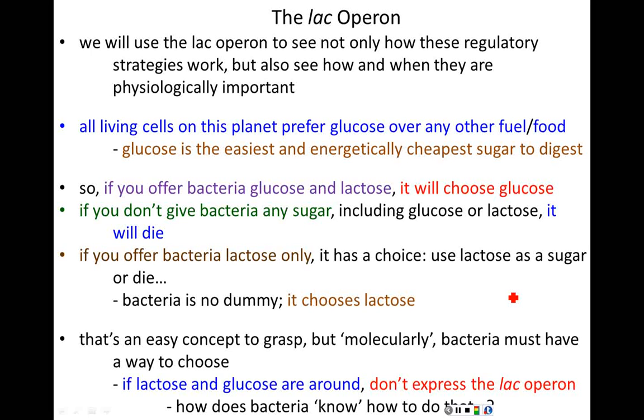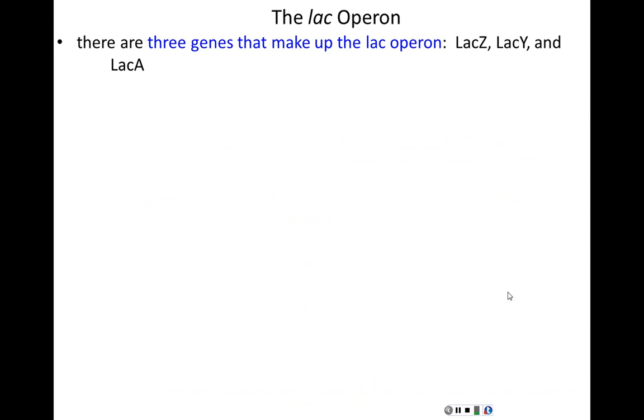The question for us becomes, how do bacteria do that? How do bacteria know to keep their lac operon off when glucose is around? And how do bacteria know that they need to turn their lac operon on as glucose levels become depleted? Well, in order to understand that, we have to first understand the lac operon. There are 3 genes that make up the lac operon proper. That is, 3 genes that are clustered together under the control of a single promoter. They're called LAC-Z, LAC-Y, and LAC-A.